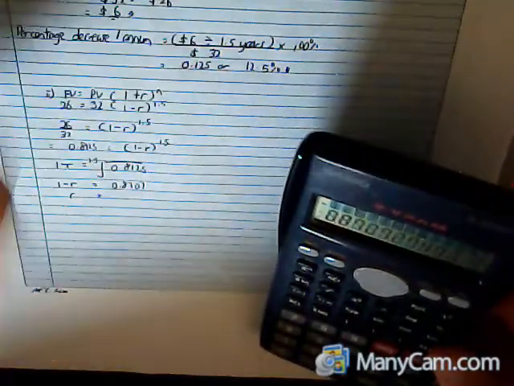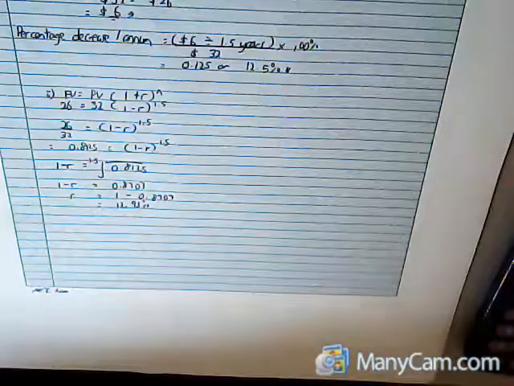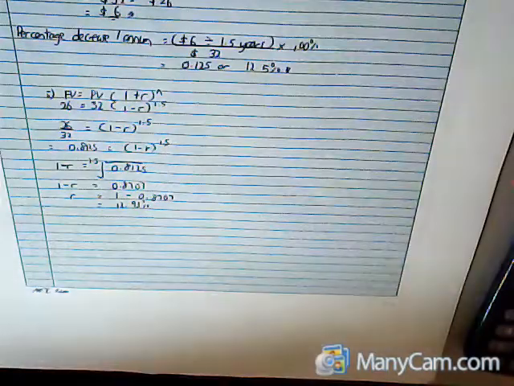So 1 minus R equals, the answer should be 0.8707. So R equals 1 deduct 0.8707. The answer is, we are getting 12.93% per annum. Okay. Now how do I know if the answer is true or wrong?